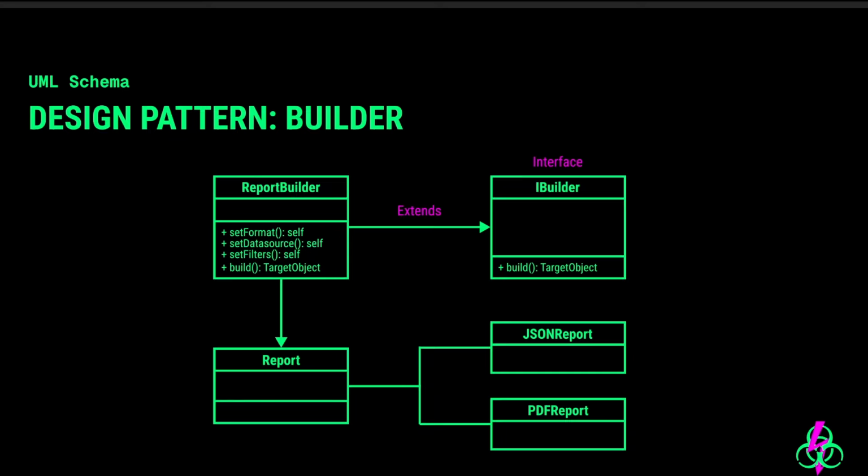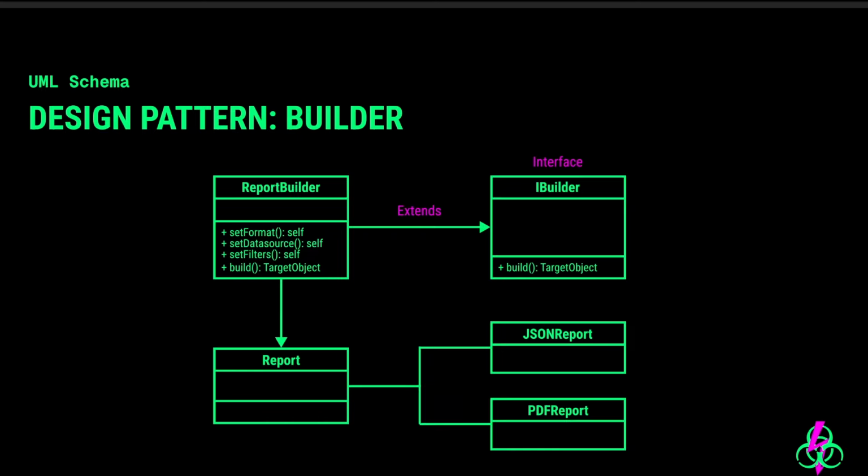And so let's see what we will have. First of all, we have iBuilder. In our case, this is interface of our builder. It can have all different instructions which functions should be created, is required to be created in class that will implement this interface. And after this, you can see we have report builder, and we have custom functions here like set format, set data source, set filters.